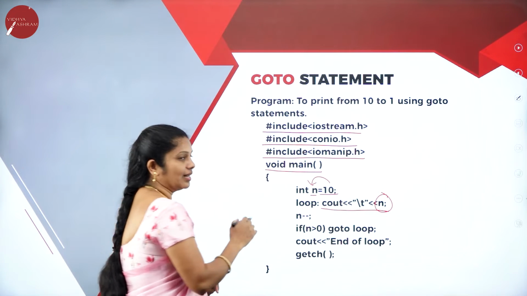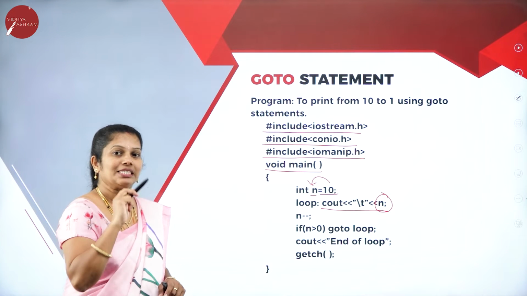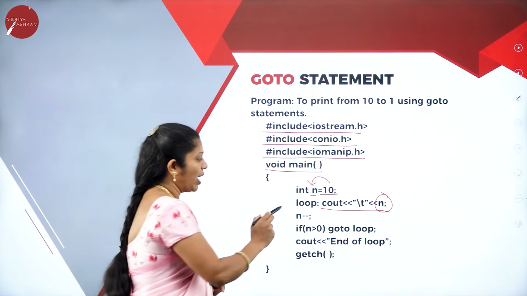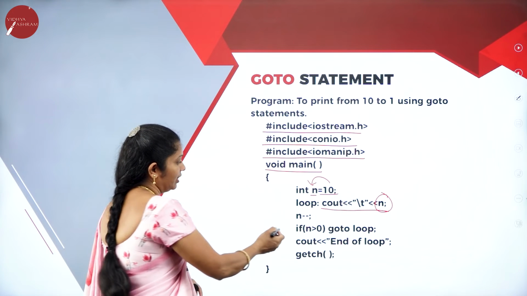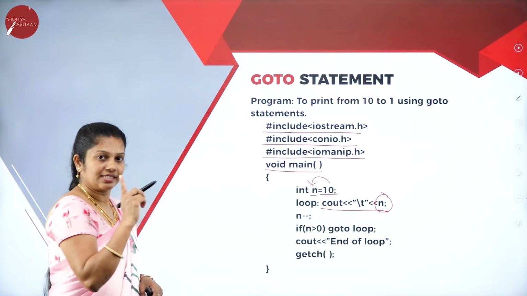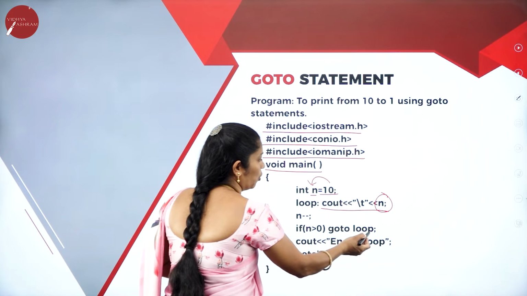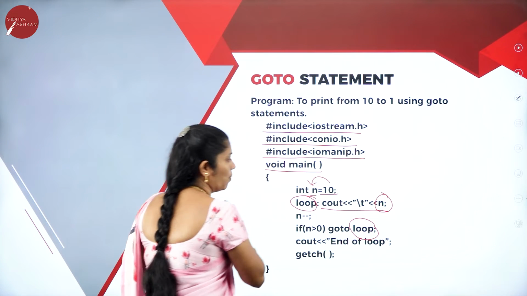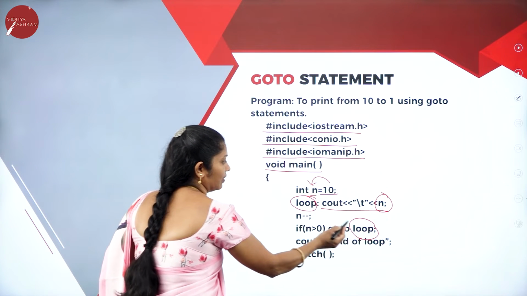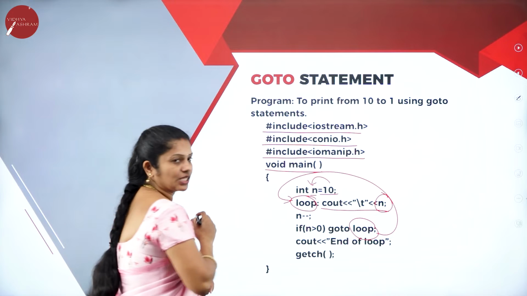Then here n-- is given, that means the decrement operator. In the beginning the n value is 10; now the n value becomes 9. Then it will come here and check if n is greater than 0. Yes, it is greater than 0. Then it will go back to the loop again, because unconditionally the control will transfer from here to here.